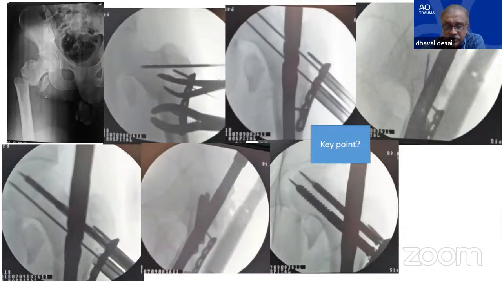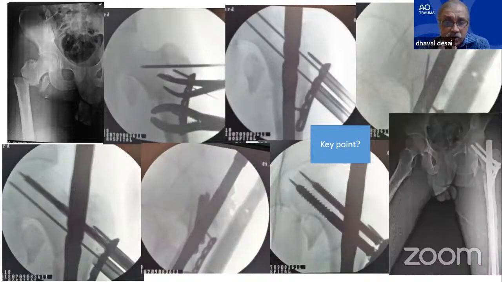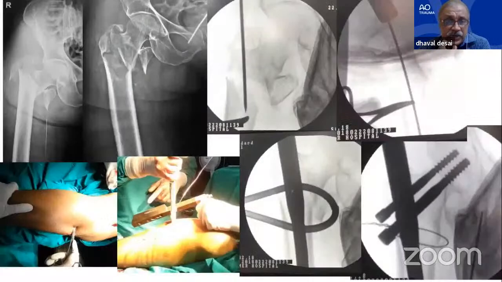So this is one of the tricks: use a 3.5 plate. The 3.5 plate positioned posterolaterally has helped in holding onto the reduction while you do this. This is one of the tricks that one could try in some situations, or the use of a cerclage wire. Okay.